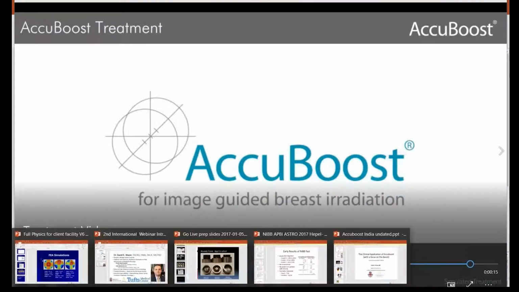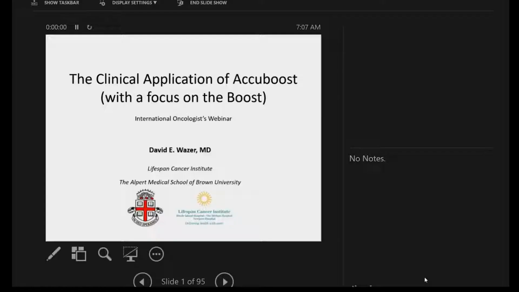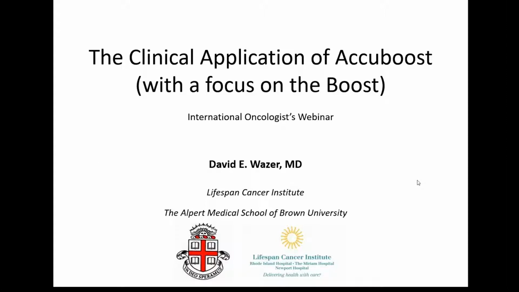So that is the procedure. I think that what I like about that video is I think it very accurately depicts what the daily process is, and it is a very, very straightforward process. So my talk today will be the clinical application of AccuBoost with a focus on a boost. I'll touch a little bit upon APBI, but my understanding is for most in the audience, the interest in AccuBoost relates mostly to boost application, which really is what AccuBoost was initially developed for.